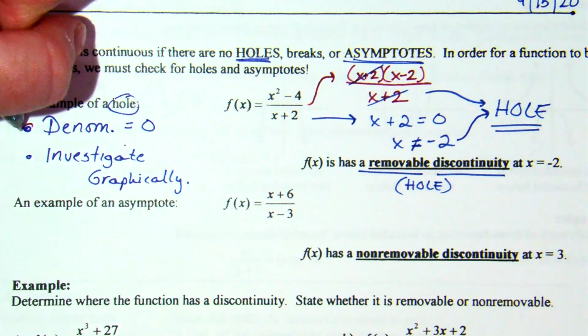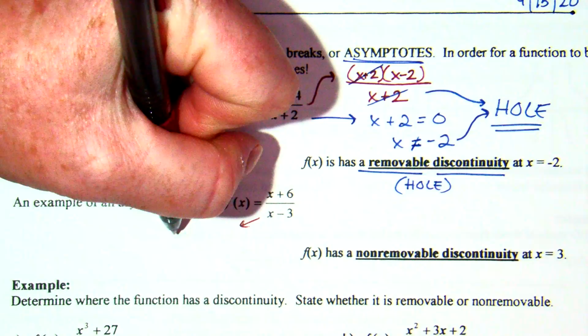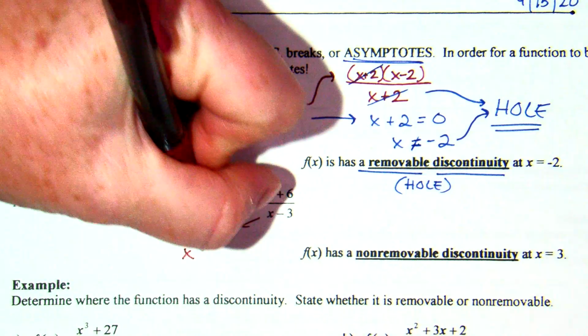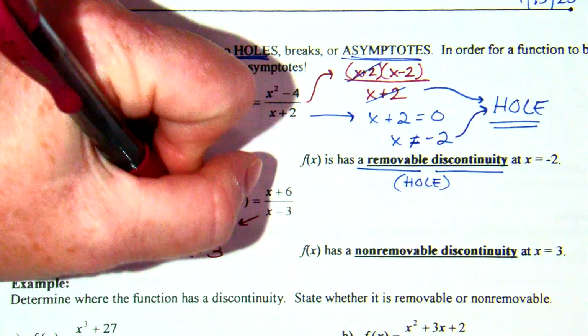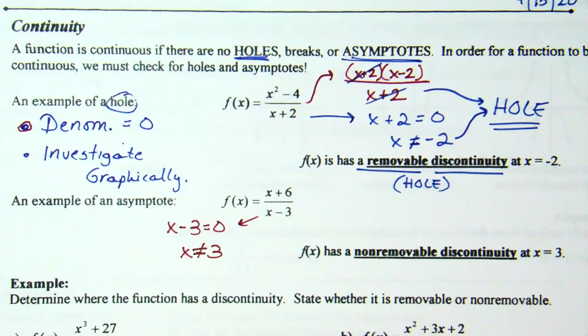Does anything factor here? No, nothing factors. So, same thing as above, set the denominator equal to 0. So if I set my denominator equal to 0, what is this denominator? x minus 3 equals 0. So if we solve that, we're going to get x equals 3. Because this is the denominator equal to 0, this means my graph can't exist at x equals 3.